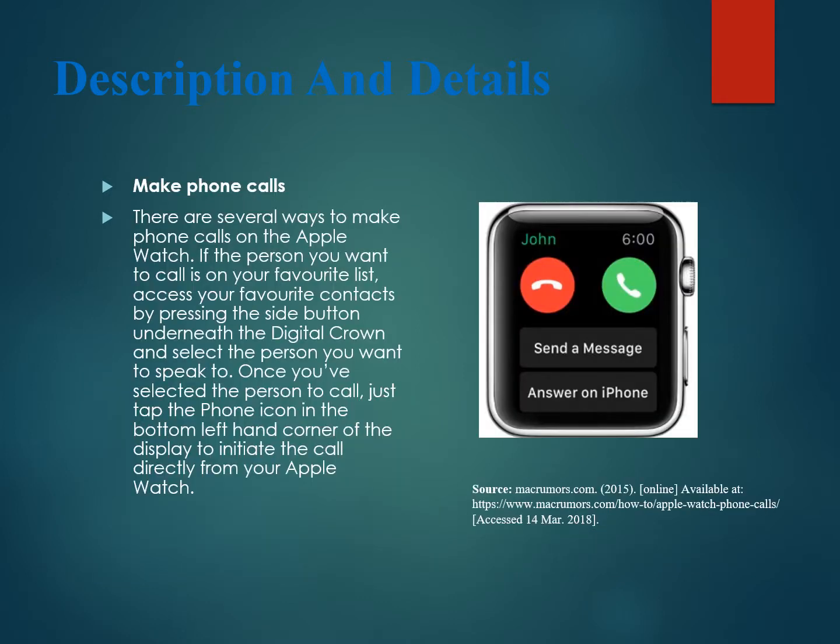Continuing description and details. Phone calls. There are several ways to make phone calls on Apple Watch. The person you want to call is on your favorite list. Access your favorite contacts by pressing the side button underneath the digital crown and select the person you want to speak to. Once you have selected the person to call, just tap the phone icon in the bottom left hand corner of the display to initiate the call directly from your Apple Watch.